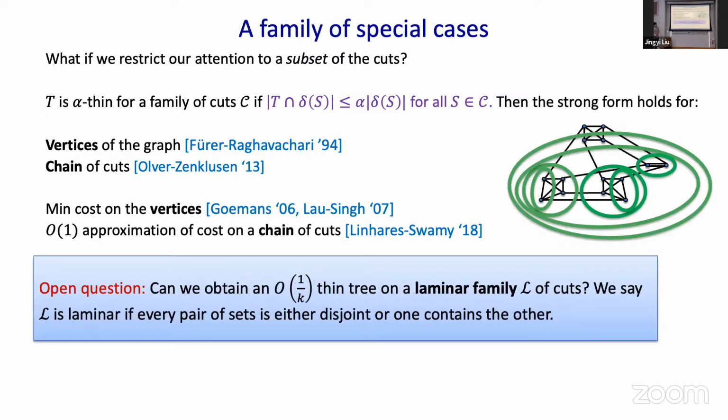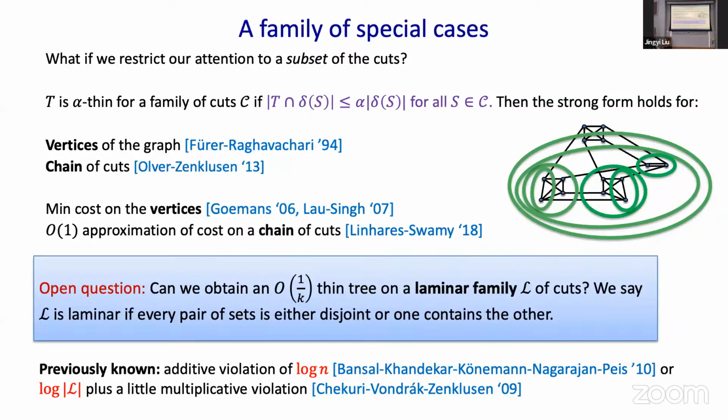But an open question in this area is, can we obtain a thin tree on a laminar family of cuts? We say a set of cuts is laminar if for any pair of sets, they're either disjoint or one contains the other. This problem has been studied a little bit, and we know an additive violation of log n, or log of the size of the family, which can be n. And we're interested in something that does not depend on n.